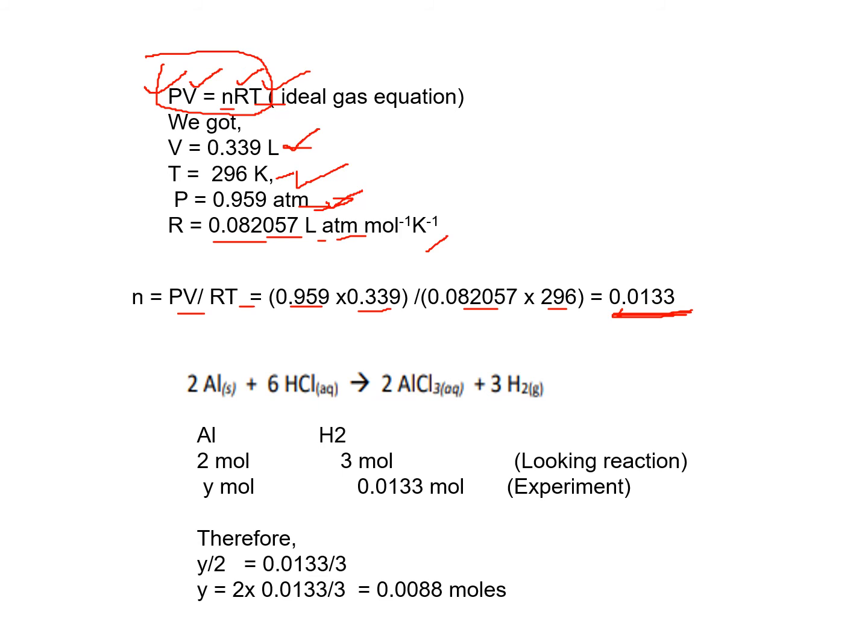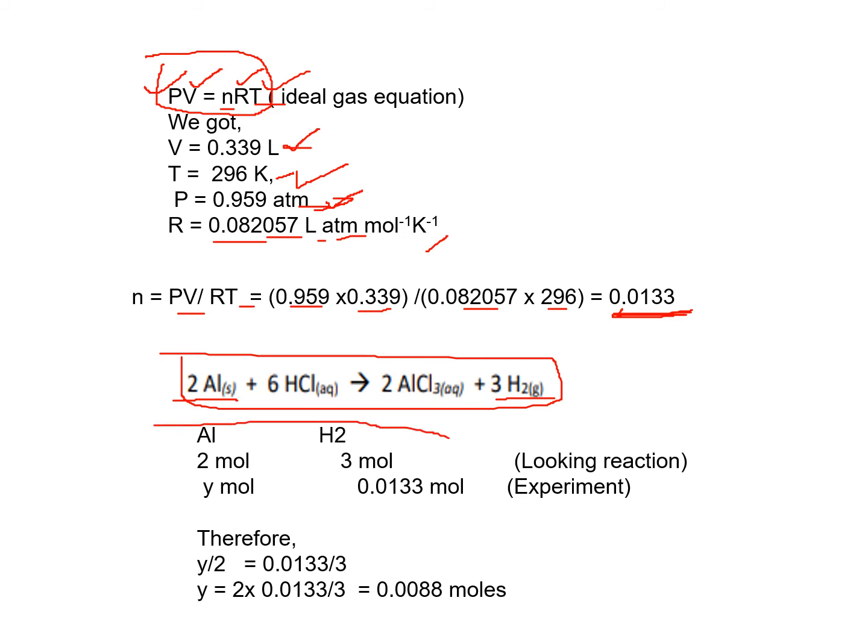All right, now you have to look at the equation. This is the theoretical equation, and it has been balanced. You see, aluminum reacting with hydrochloric acid gives aluminum chloride and hydrogen, and when you balance this reaction, you see 2 moles of aluminum reacts with HCl to give 3 moles of hydrogen. You see that? Now we have to do some calculation here. I put a small table here.